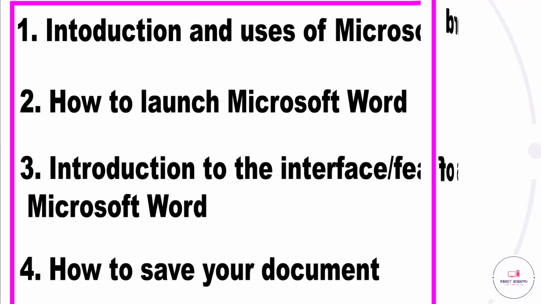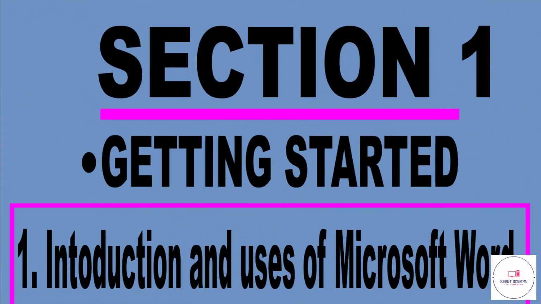Now, let's go straight to session 1. With session 1, when you say Microsoft Word, it's a word processing application, and it is part of the Microsoft Office package or Microsoft Office suite. So that means if you install Microsoft Office, you are going to get Microsoft Word in addition to other applications like Excel, Microsoft Publisher, PowerPoint, and others.